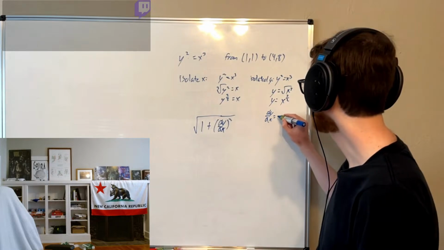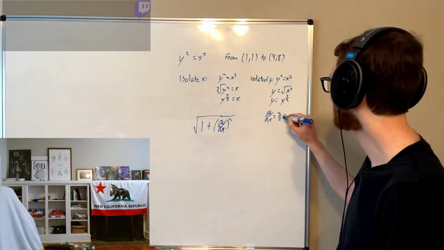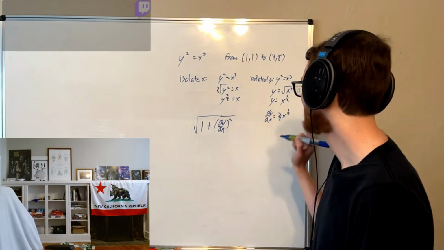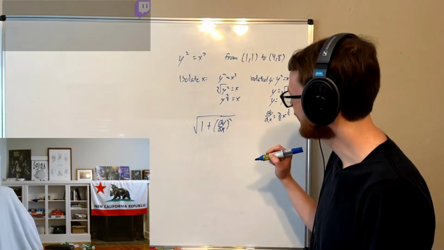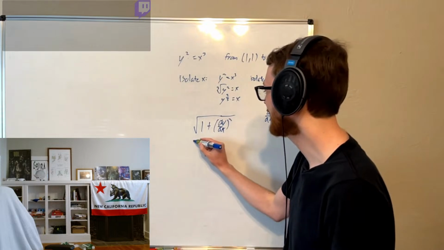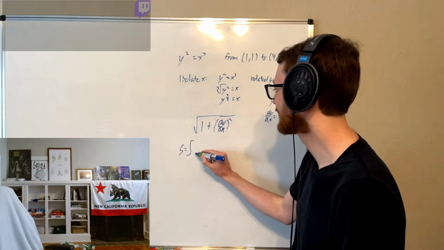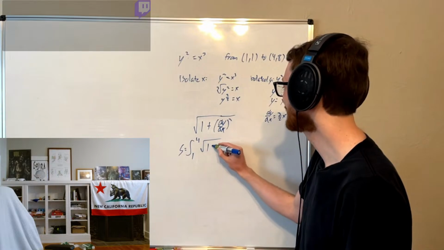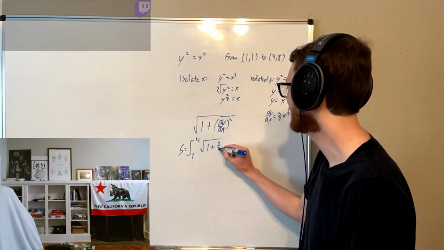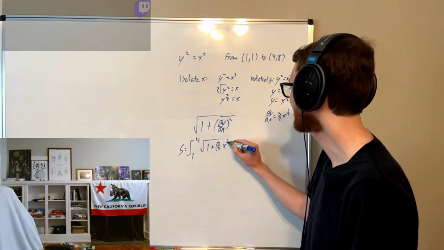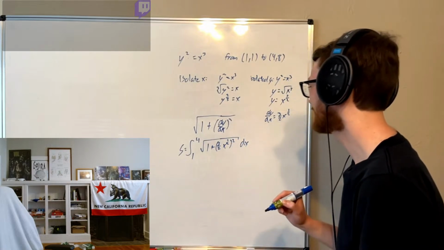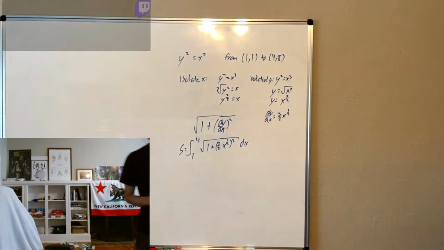Means dy/dx is 3 over 2 x to the 1/2. Okay, good, this shouldn't be too bad to integrate. So now when we set up the actual arc length integral, it's s equals the integral from 1 to 4 of the square root of 1 plus 3 over 2 x to the 1/2 squared dx. That's the actual arc length formula.